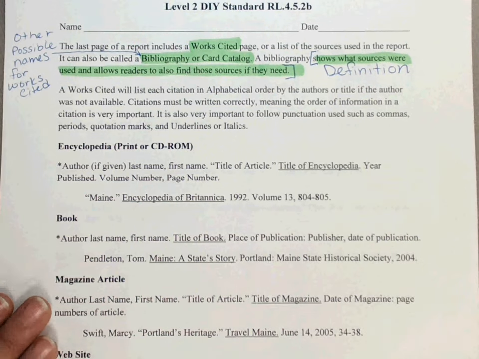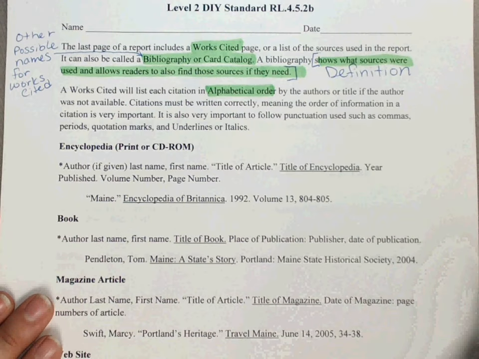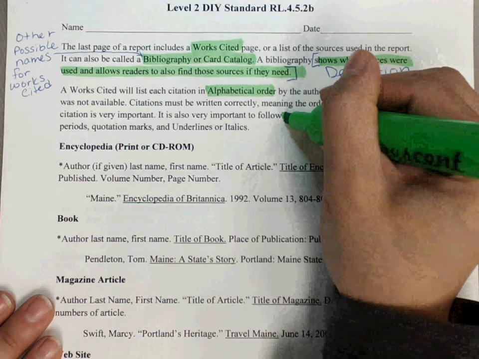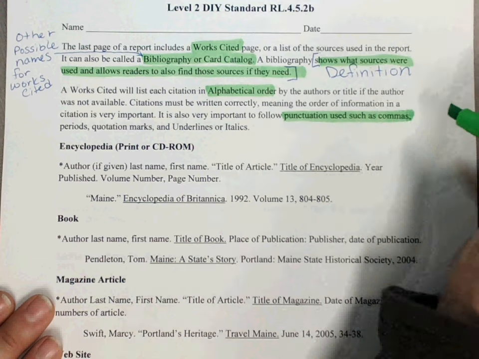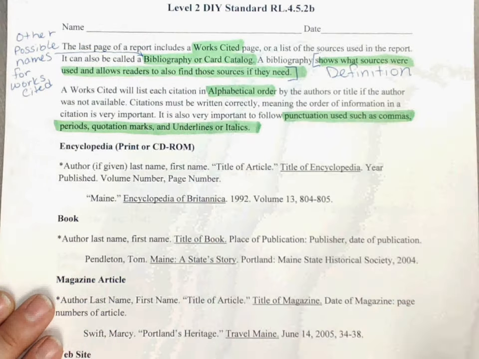A works cited will list each citation in alphabetical order by the authors or title if the author was not available. Citations must be written correctly, meaning the order of information in a citation is very important. It is also very important to follow punctuation used such as commas, periods, quotation marks, and underlines or italics.